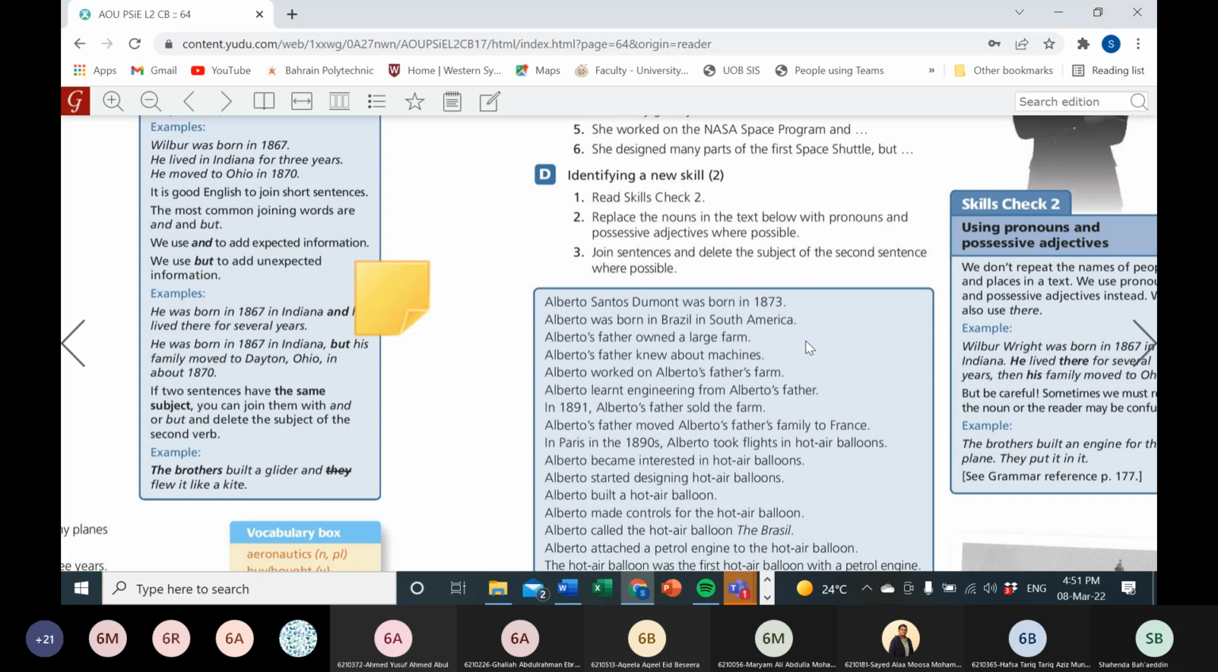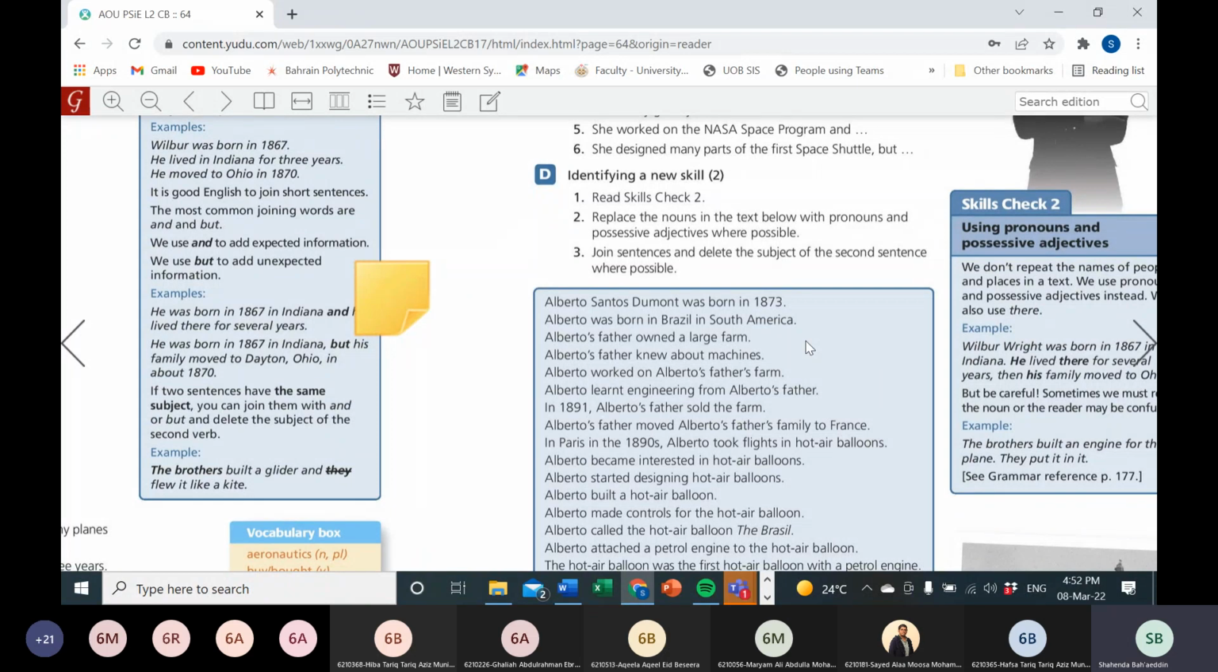His father knew about, no, machines. I want to join them, Mariam. I want to join them. I don't want any full stops. I want to make them as one sentence. No, I'm still with Mariam. Mariam will do it. Alberto's father owned a large farm.